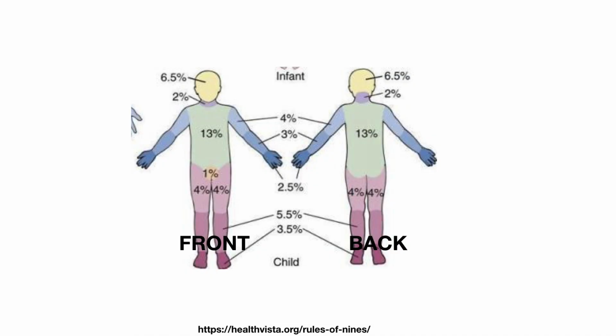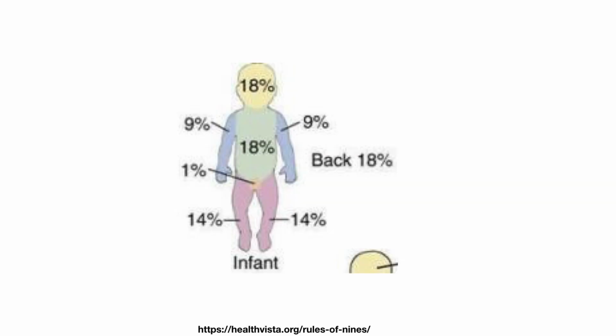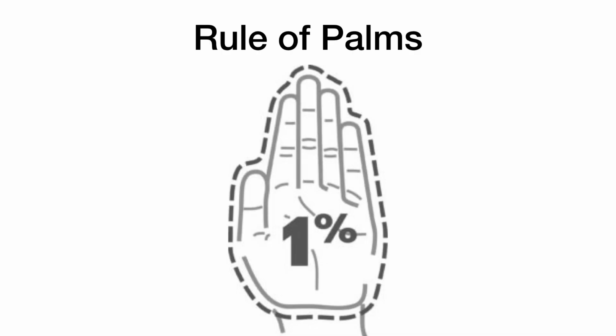We see here with children that the rule of nines is a little bit different and much harder to calculate, as it doesn't follow the standard adult rule where everything represents 9%. However, infants are a little bit easier to estimate. We see here that it follows more of that rule of nines, except for when we get into legs, which represent 14%.